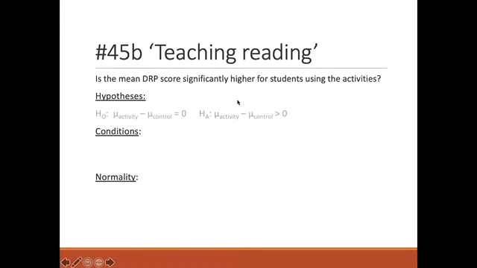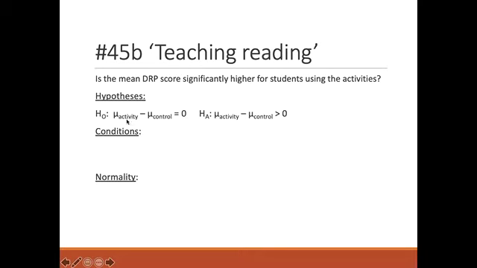So we know then how to write our hypotheses. The null hypothesis is the hypothesis where nothing special is going on. You could write it as the mean DRP score for the activity group minus the mean DRP score for the control group. You could have done control group minus activity group. That's fine, the way that I've written it. The bottom line is the difference for the null hypothesis, we're assuming that there's nothing special. There's no difference between the true mean for the activities group versus the true mean DRP score for the control group. So the difference is 0.